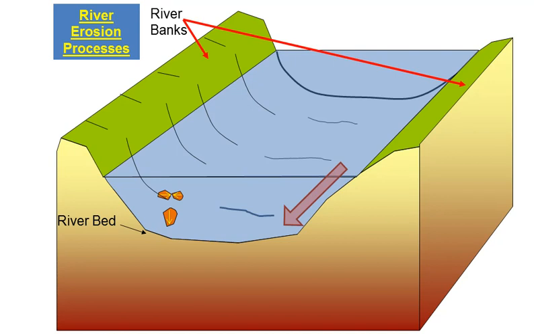River processes. Your first process is attrition. This is where stones carried in the water are bashed together. That breaks little bits off, which breaks these stones down into smaller pieces.